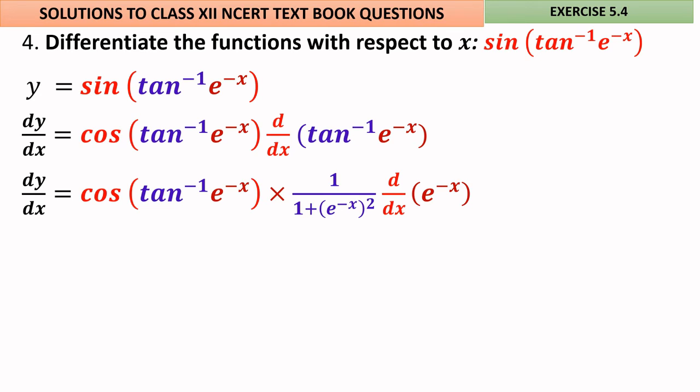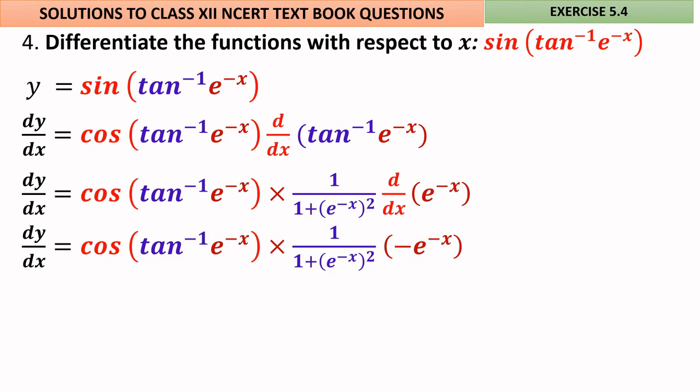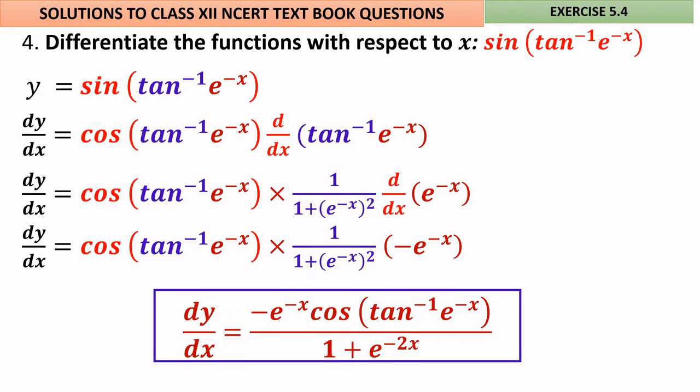Therefore derivative of tan inverse of e power minus x is 1 upon 1 plus e power minus x the whole square into d by dx of e power minus x. Now the derivative of e power minus x is minus e power minus x. Now you can put everything in a proper way. Minus e power minus x into cos of tan inverse e power minus x upon 1 plus e power minus 2x, that is, e power minus x the whole square. It is e power minus x into e power minus x, therefore e power minus 2x.